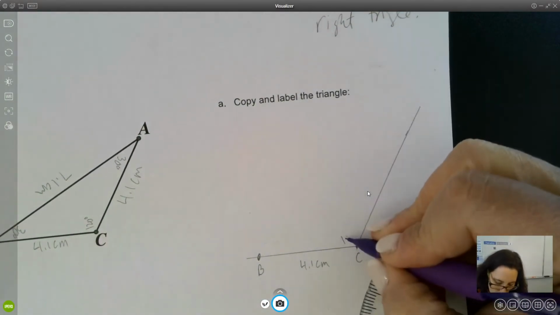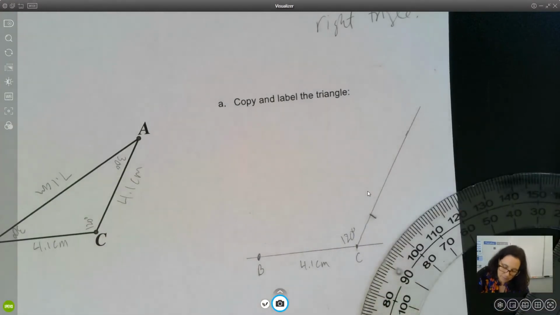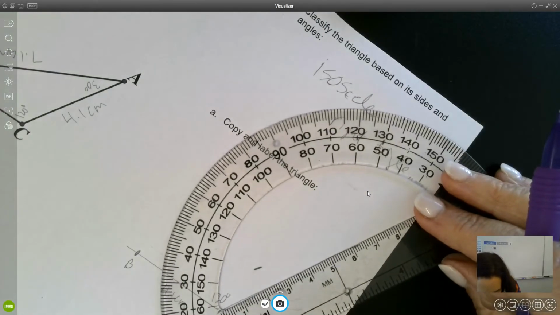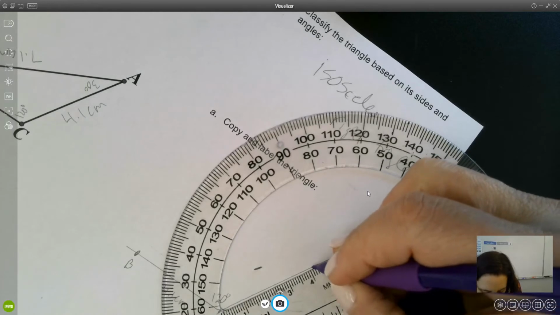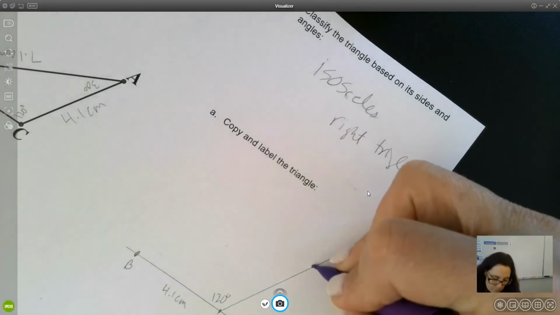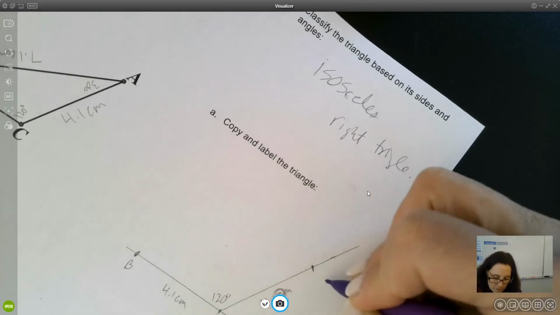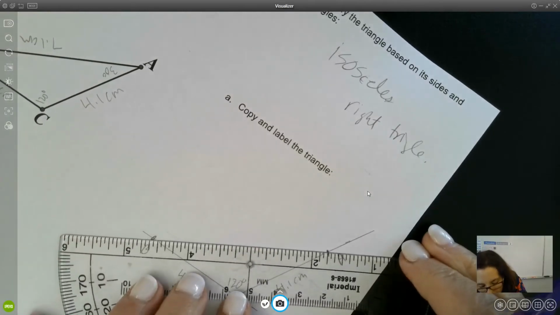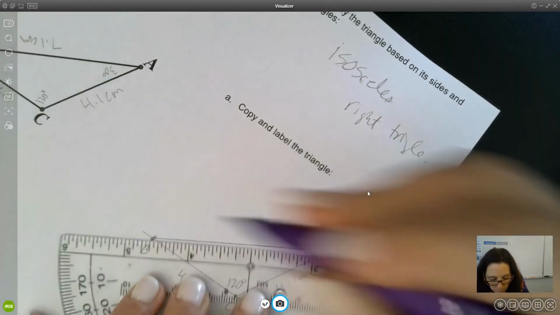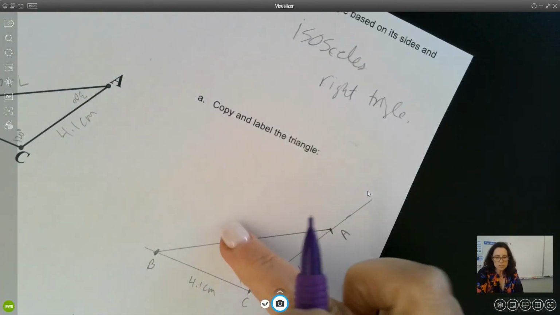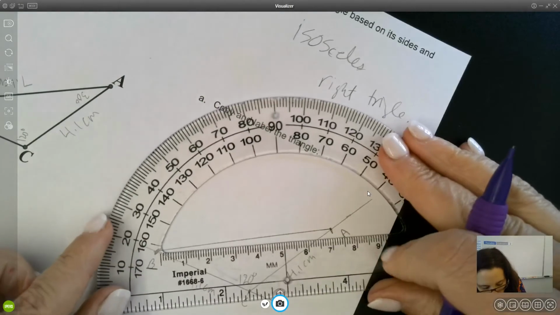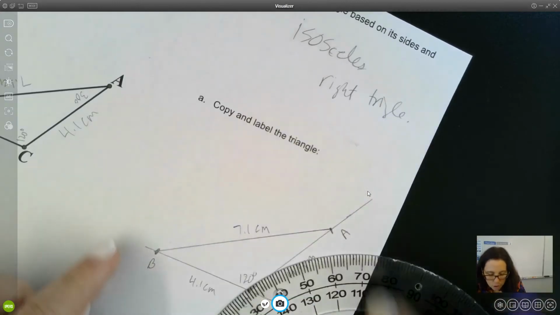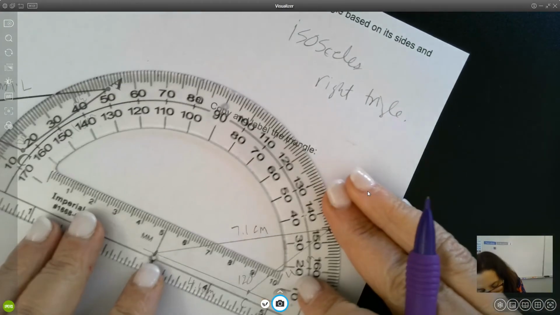Okay, this was 120. Oh, I just broke my pencil again, I think. Okay, so this is going to be 4.1 right to here, and this is going to be labeled A. And then I'm just going to connect these last two to form that side. And then I need to measure this to make sure it's 7.1 or something very close, which it is. And then I need to measure both these angles and make sure that they're 30 or something very close.